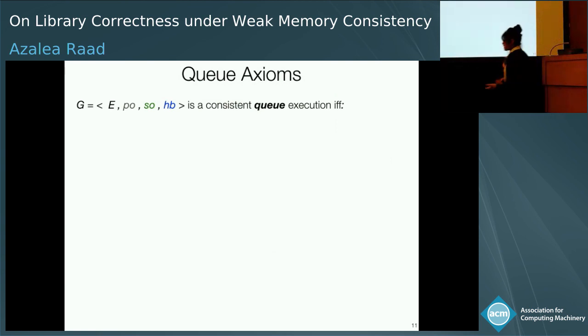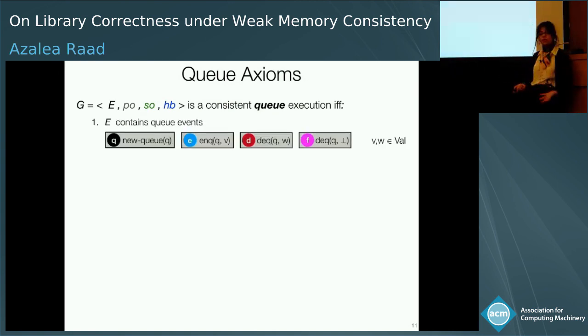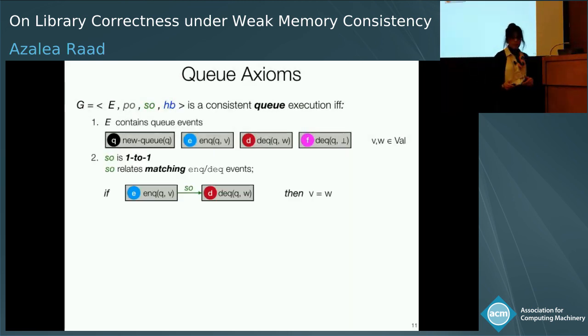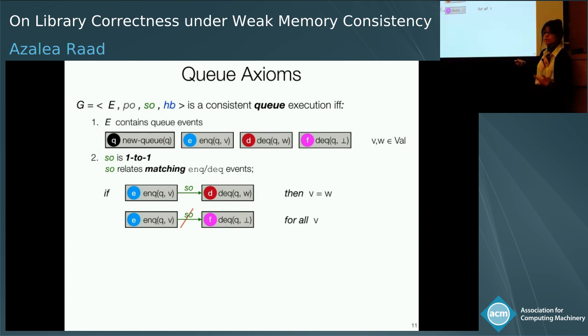So we say that an execution, a library execution, is the consistent queue execution if and only if it satisfies certain axioms. And here are the axioms. The first one says, very straightforwardly, that your events should be queue events. No surprises there. The second one is what I've been saying all along, that your synchronization should relate matching NQ and DQ events. So whenever you have an SO edge between NQ and DQ, they should have the same value. And of course, a DQ that returns empty shouldn't synchronize with anything. And finally, synchronization needs to be one-to-one in the sense that each NQ is DQ'd at most once and vice versa.